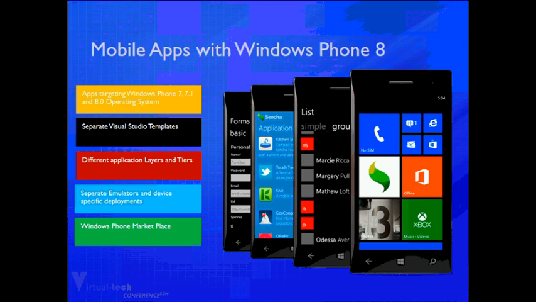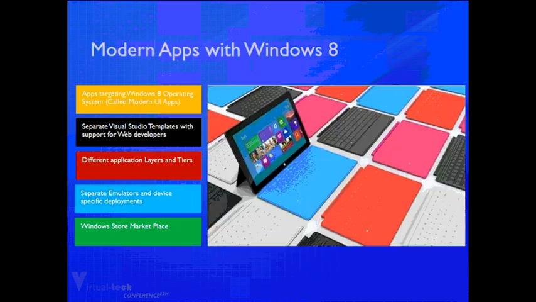It is the same for Windows 8 app development as well; we have particular steps we need to follow to deploy the application to the Windows 8 market. Modern app development targets the Windows 8 operating system. Right now Windows 8.1 is in preview stage and has not been made available to the public. Even for app development, we have separate Visual Studio templates available, and for web developers as well, an HTML JavaScript based application can be developed for Windows 8.